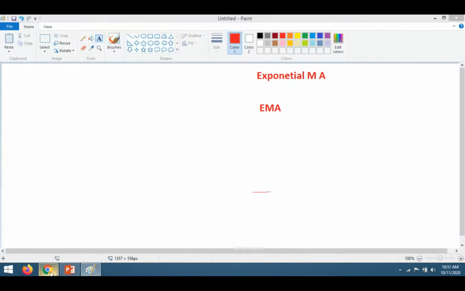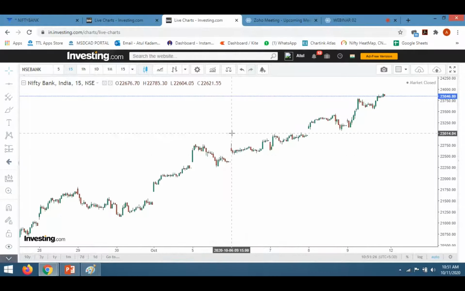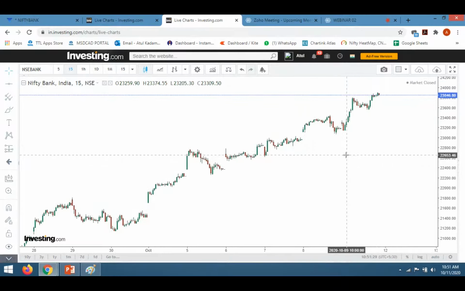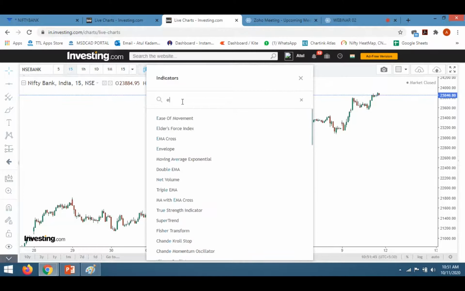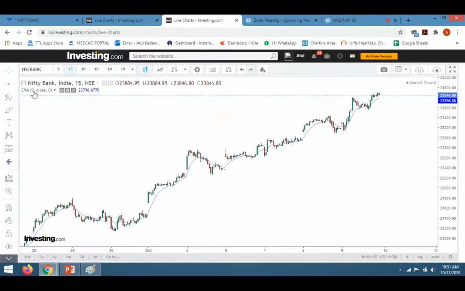Yes, Sandeep, I will explain how to draw. If you see, I just remove it again. This is the naked chart on my screen. If you want to add the exponential moving average, go to the indicators. In any platform there is an indicator tab. I am using investing.com, but you can use Zerodha, Upstox, any platform. Just go there and type EMA, or directly type exponential moving average. You see moving average, exponential is coming. I click on that. By default, a 9 value exponential moving average comes.